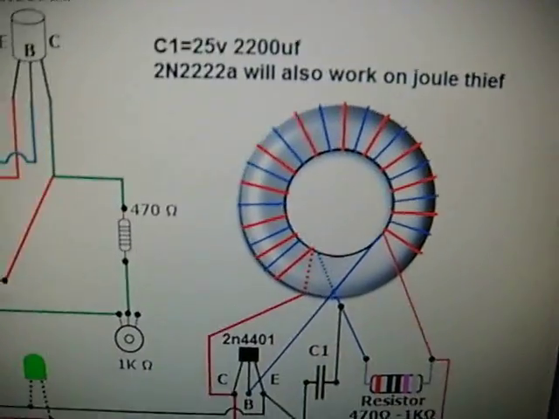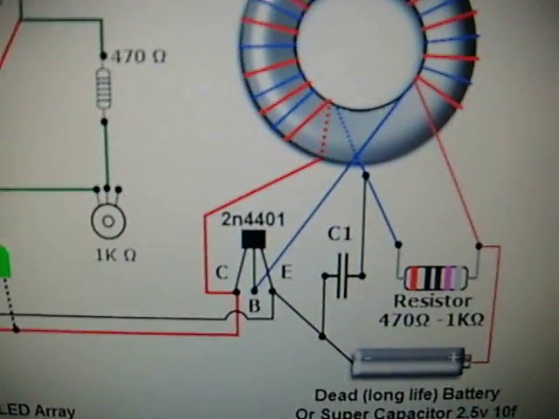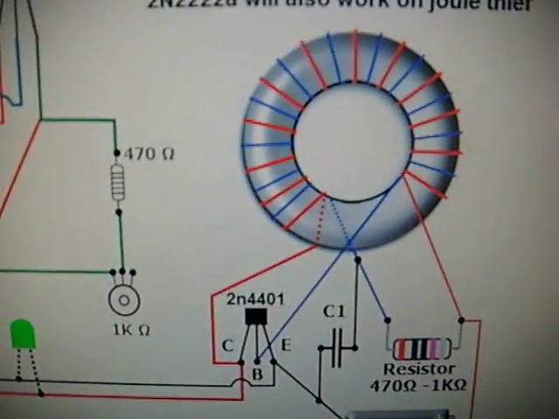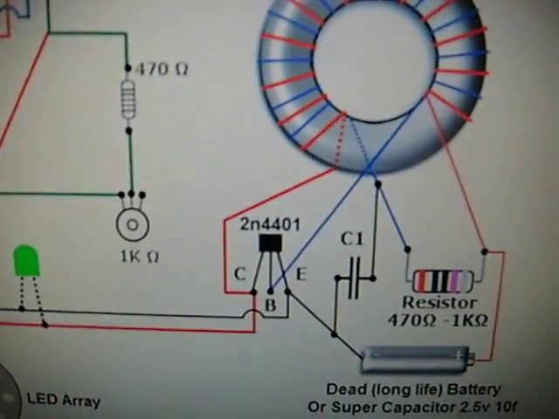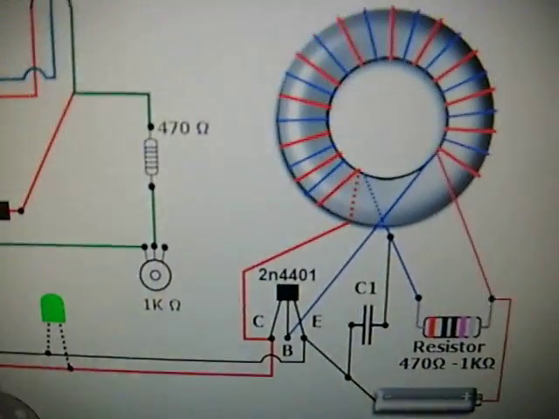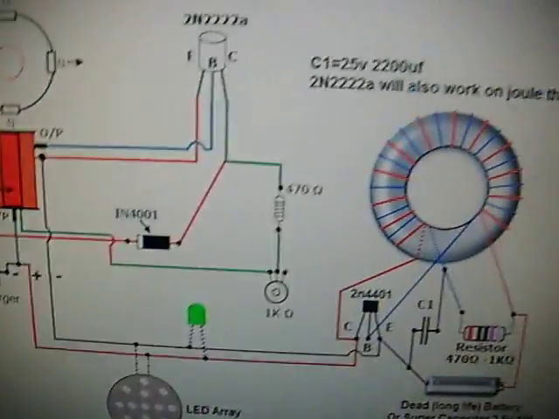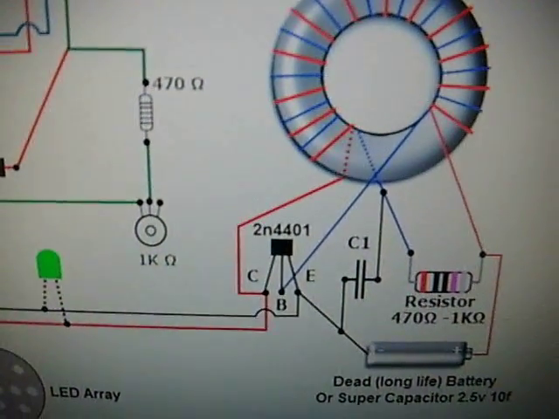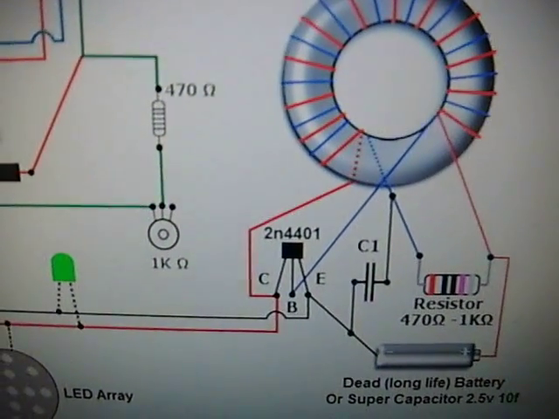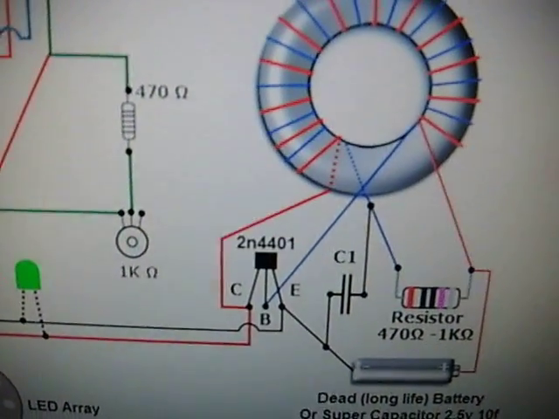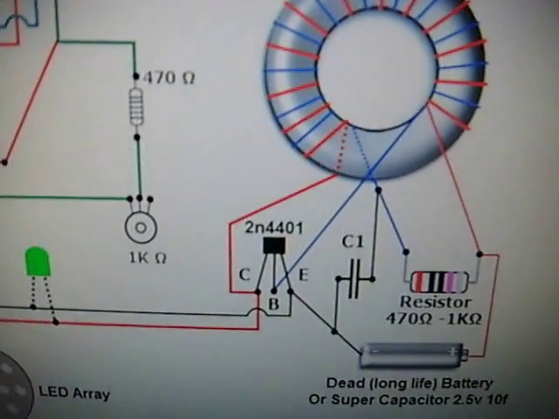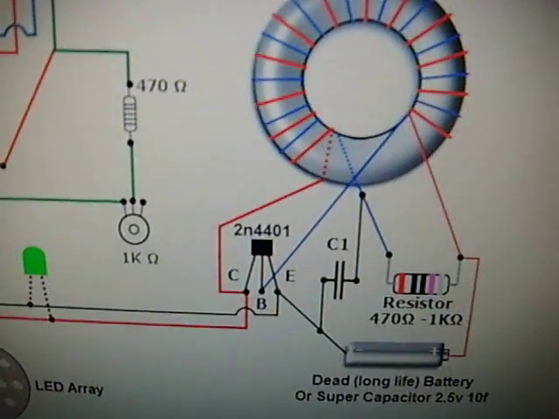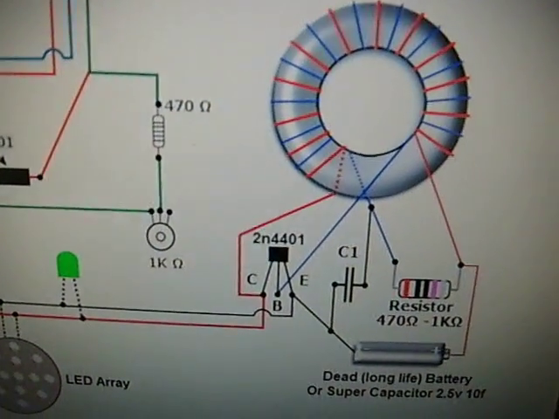And on the toroid, the blue wires have a smaller gauge and less turns. On the toroid that I've done, there's 10 turns on the blue, which is a 0.40 gauge wire, and 20 on the red, which is a 0.50 odd gauge wire. You do that and you've got a kind of ramp up effect.